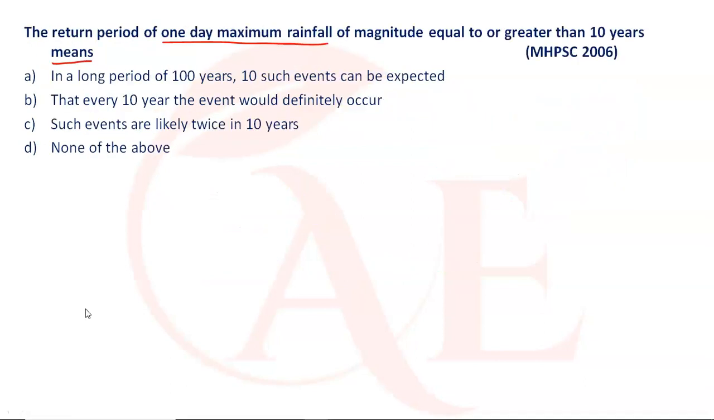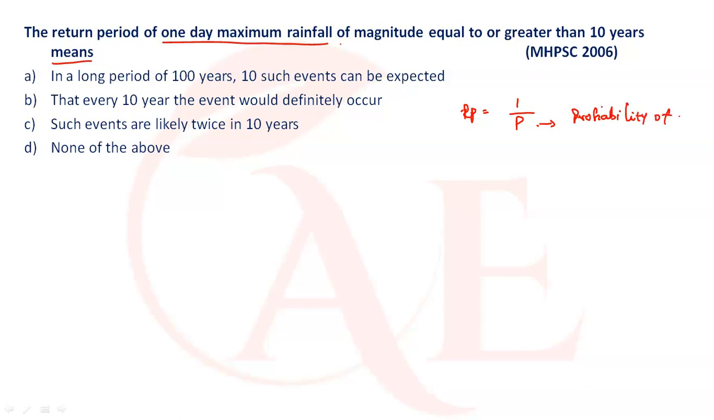Next, the return period of 1 day maximum rainfall of magnitude equal to or greater than 10 years means. The return period means recurrence interval. The formula for the return period is 1 by P, where P is known as the probability of the event occurring in a given time period. See the options. In a long period of 100 years, 10 such events can be expected. So 1 by 10, option A is the correct answer. That every 10 years the event would definitely occur is not correct. Option A is the correct answer.